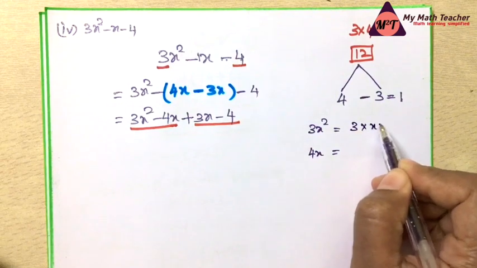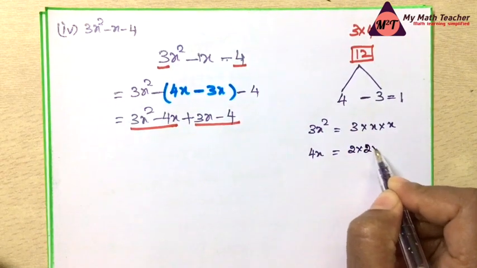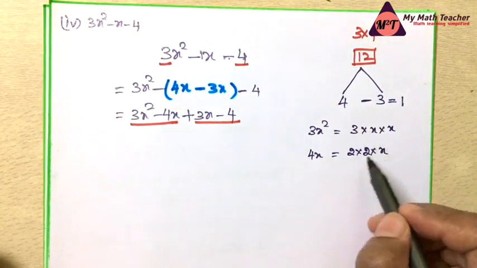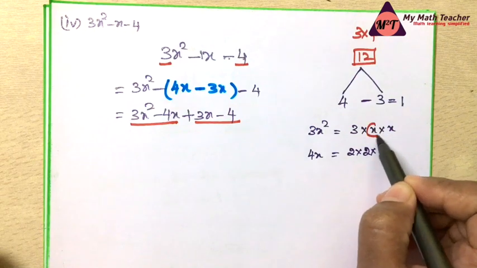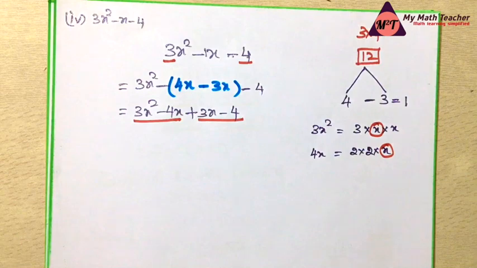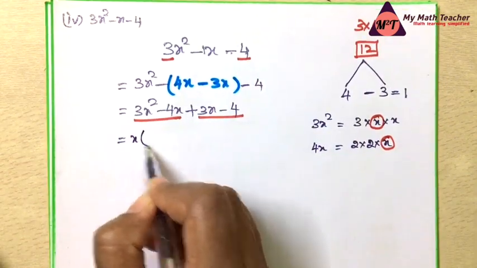3 into x into x. 4x you can write 2 into 2 into x. Now what are the common factors? We don't have 2 here, so only x is common, as we can see, because we don't have 3 here. Okay, so now write whatever it is common. It is x only. Open the bracket.